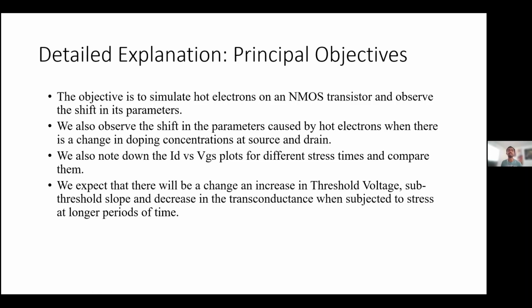We note down the ID versus VGS plots in different stress times from 0.01 to 10,000 seconds. And we expect that there will be a shift in the ID versus VGS, an increase in the threshold voltage, a decrease in the transconductance, and an increase in the subthreshold slope when subjected to long periods of time.